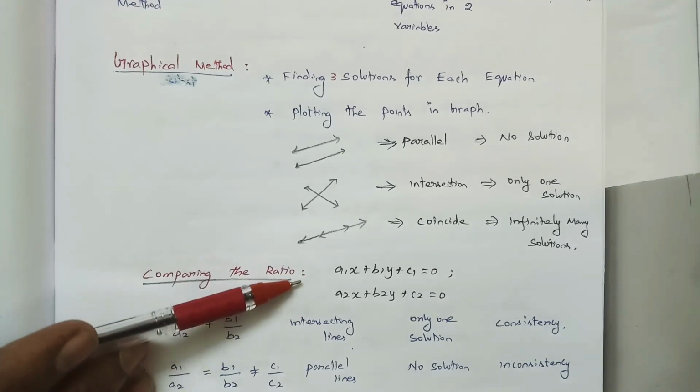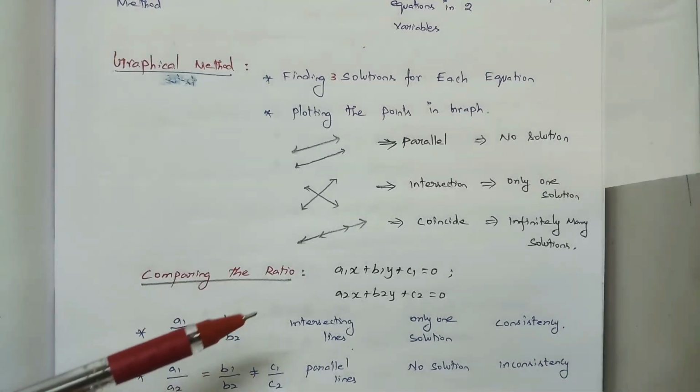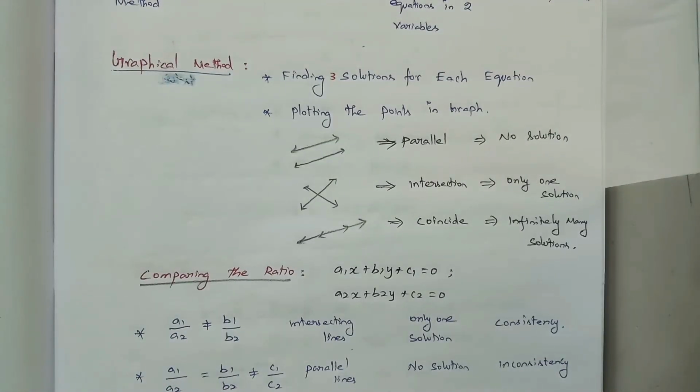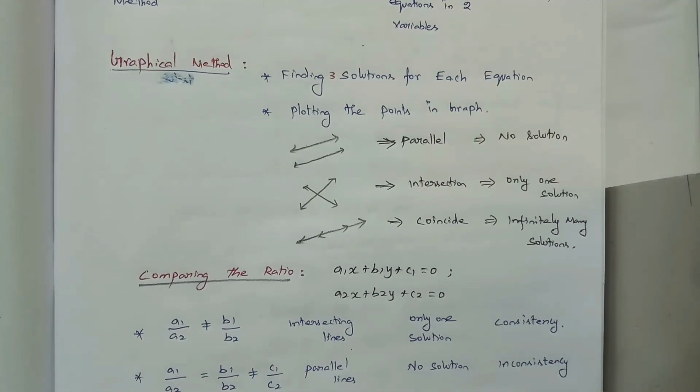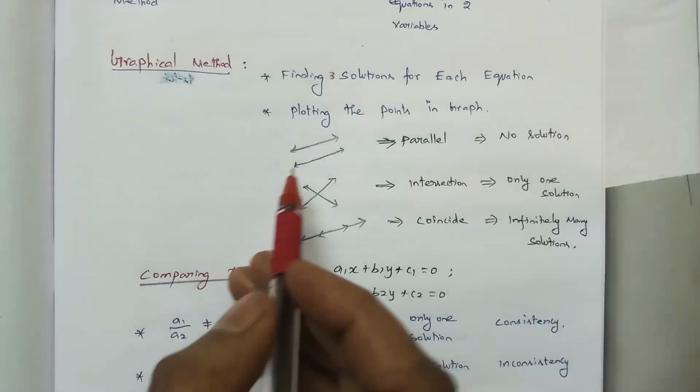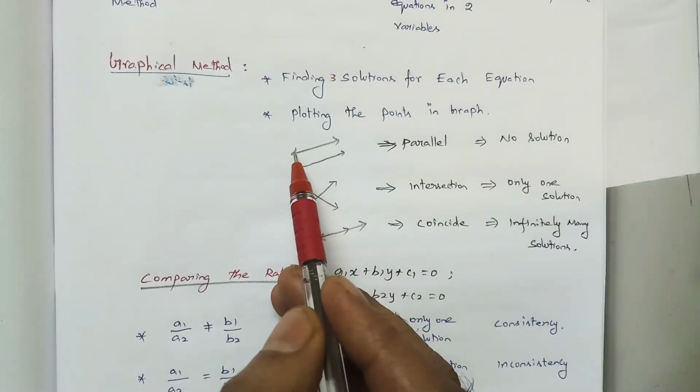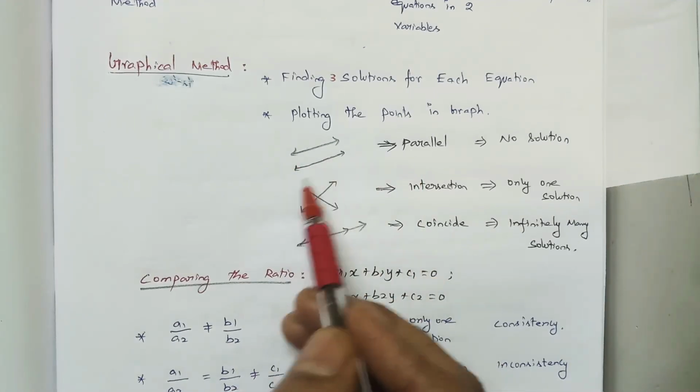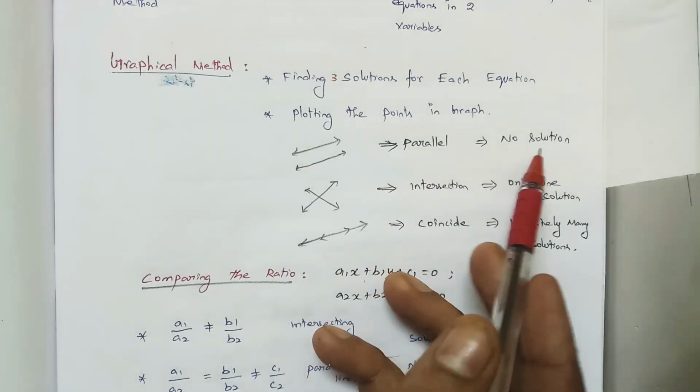By seeing this diagram or graph, we can say how many solutions there are, and if they have a solution, what the solution is. From the graph we can find it. If the two lines are parallel, then there is no solution.